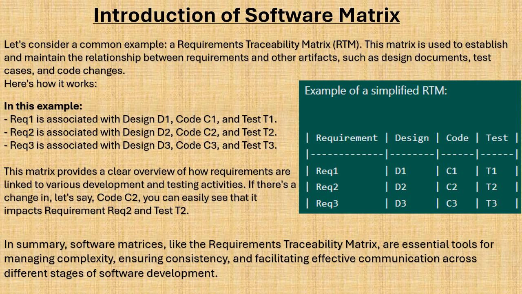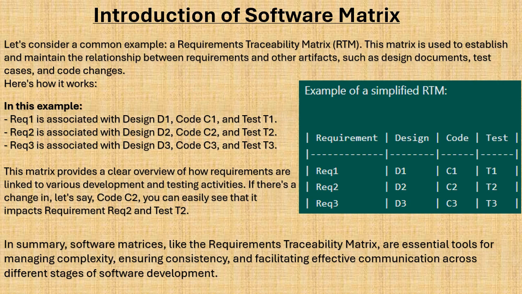So let's consider a common example: RTM, or requirements traceability matrix. This is an example of applications of software matrix in software engineering. This matrix is used to establish and maintain relationships between requirements and other artifacts such as design documents, test cases, and code changes. So here's how it works.